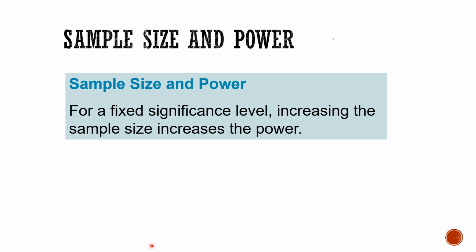And finally, here's a relationship between the sample size and power for a fixed significance level. Increasing the sample size increases the power of the test. So if we are using a 5% significance level, which is the most common significance level used to perform a hypothesis test, if we want to increase the power, one way is to use a larger sample size. So given a fixed significance level, increasing the sample size increases the power.